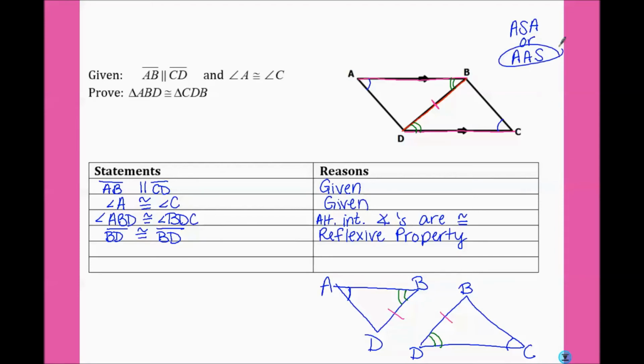Hopefully you said it was angle, angle, side. Angle, angle, and the side that we knew was congruent was not inside the other angles. Angle, angle, side. So we've just proven triangle ABD is congruent to triangle CDB by the angle, angle, side theorem.